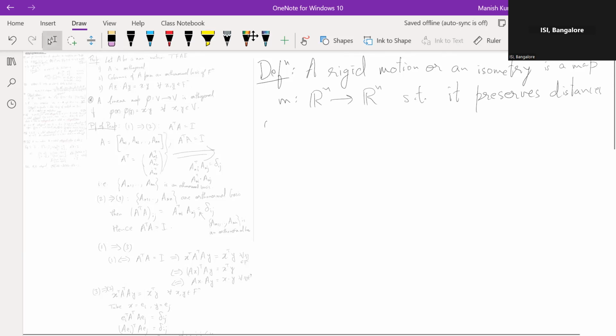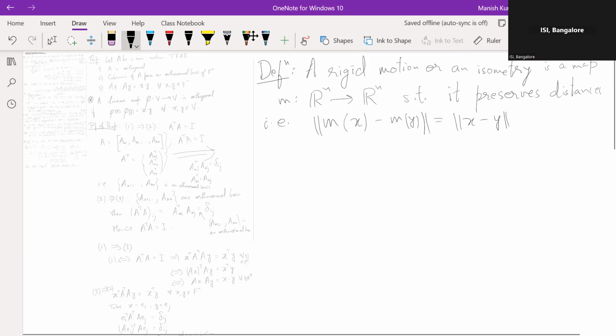In other words, the distance between Mx and My is the same as the distance between x and y. So I don't know if you want to write it like norm, it's okay. Either way, the distance between Mx and My in Rn shouldn't change. It should be the same as the distance between x and y. So such a motion is called a rigid motion or an isometry. Okay.